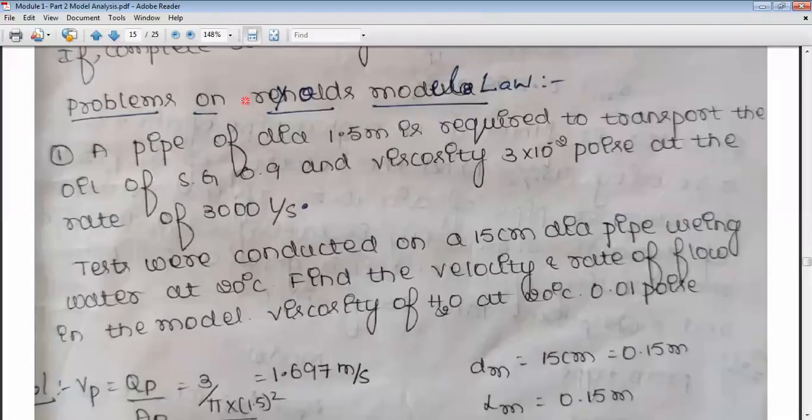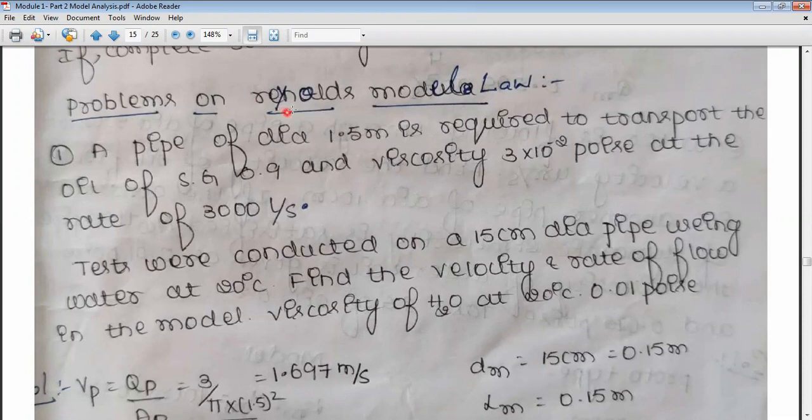Hi everyone. In the previous session, we discussed model analysis, different dimensionless numbers and different model laws. Okay. So based on that, in this session, we'll discuss the problems on the model laws. Okay. So here, out of 5 model laws, I have taken 2 model laws.